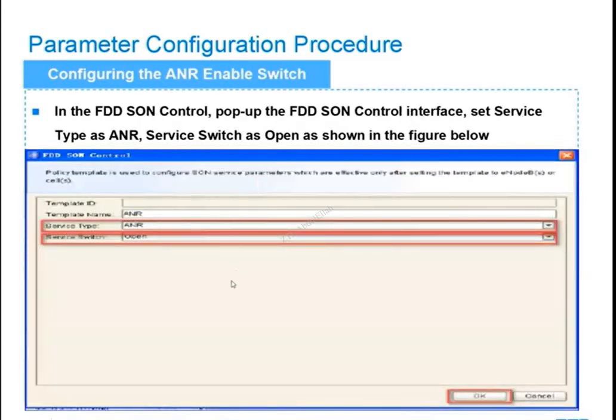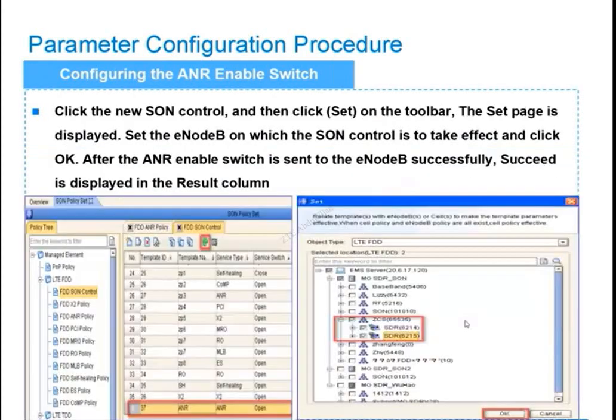In the FDD SON control, the FDD SON control interface pops up, and we can set the service type. For the service type, we can set ANR, and the service switch, we set it open. So we open this SON ANR function. This function is enabled. We should set the detailed strategy and set this function to the target eNodeB.